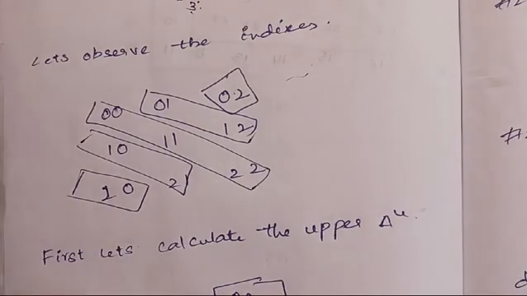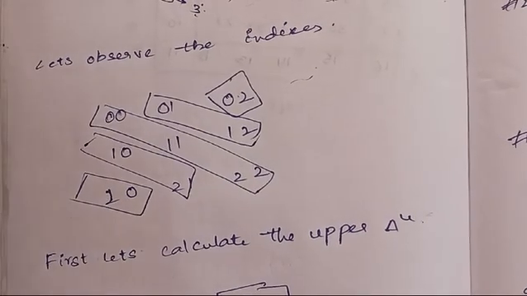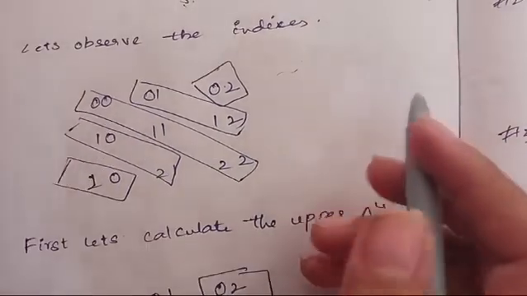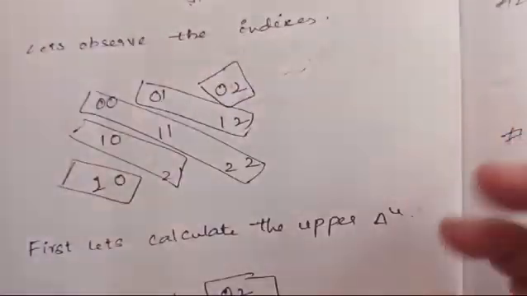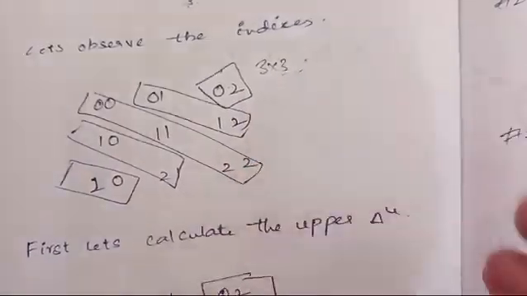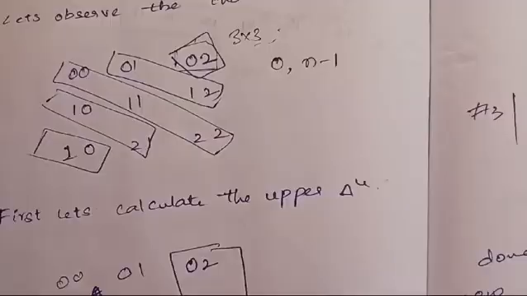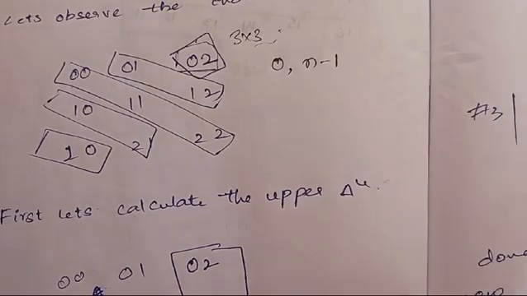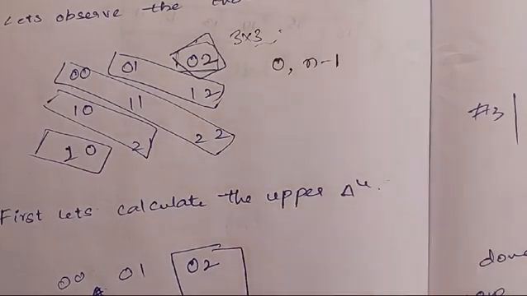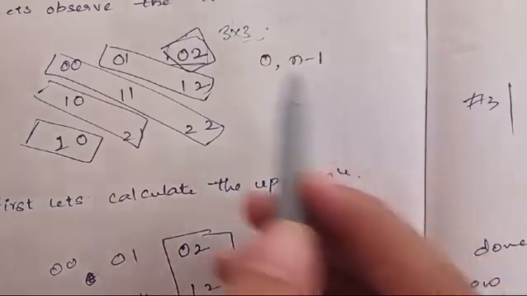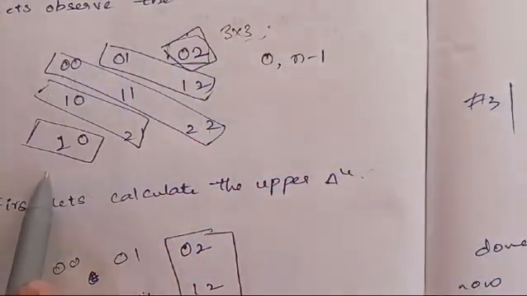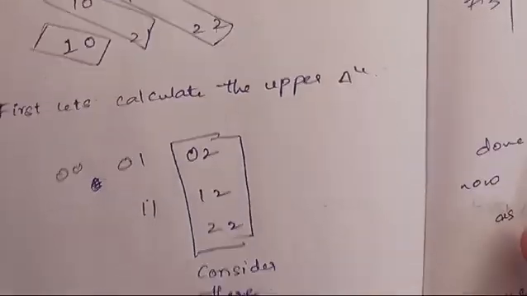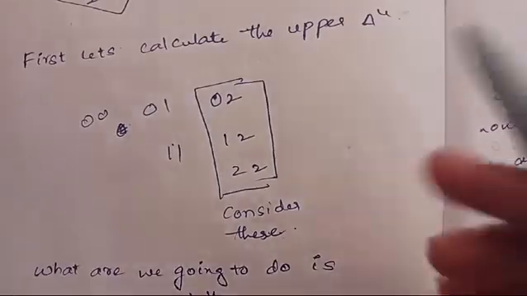Let's understand how our solution will work. See, these are the indices of a 3 into 3 matrix, of any 3 into 3 matrix. Now let's see how we are going to proceed for this solution. First, we are going to consider the upper triangle and then we are going to consider the lower triangle. First, let's consider the upper triangle. That is this triangle.